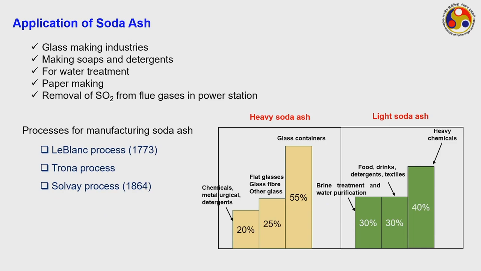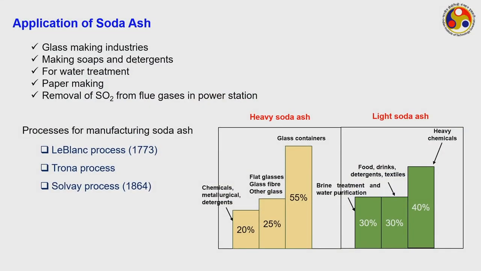Now let us see the applications of soda ash. Primarily, soda ash is very useful for making glass, because the sand particles are of similar size to soda ash, because soda ash is also of different types. One is low dense, one is high dense. High dense is the one which is mixed with sand. It is used in the glass industries.